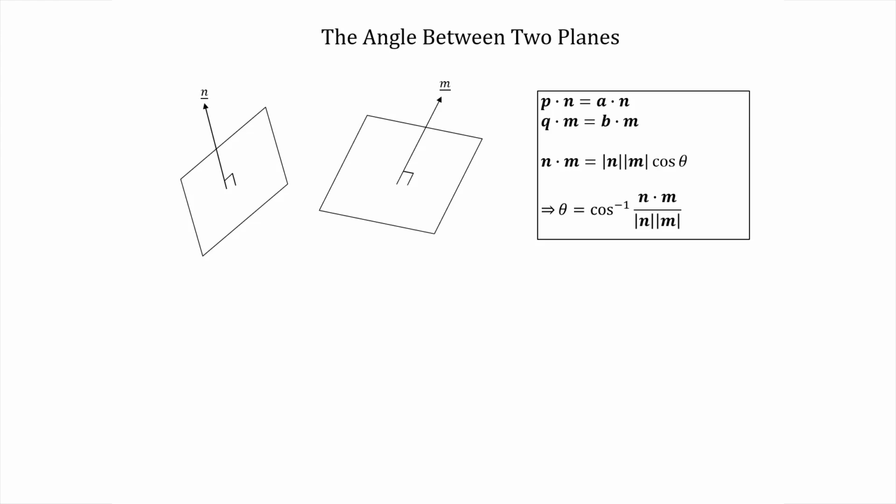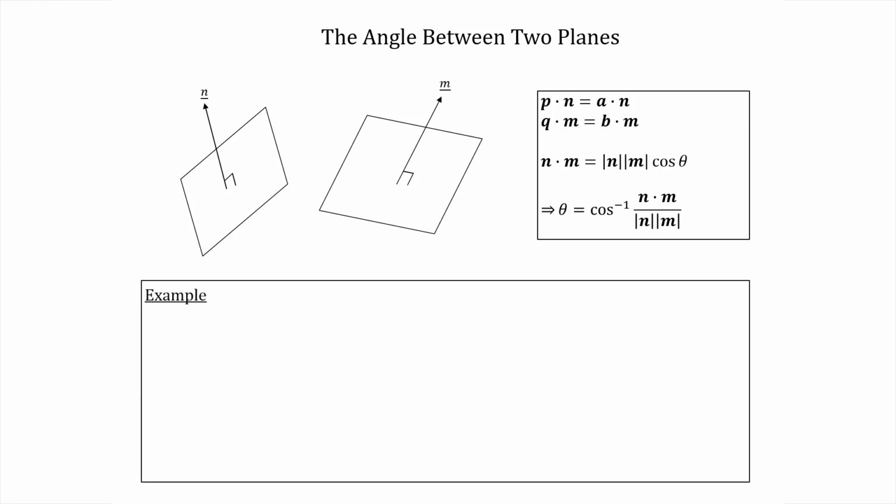It's worth noting at this point that if the planes aren't at right angles, there will be two angles between them, an acute one and an obtuse one. Which one this formula gives us depends on our choice of n and m. But we know the two add up to 180 degrees, so once we've found one of them using the formula, we can find the other by subtracting the first from 180.